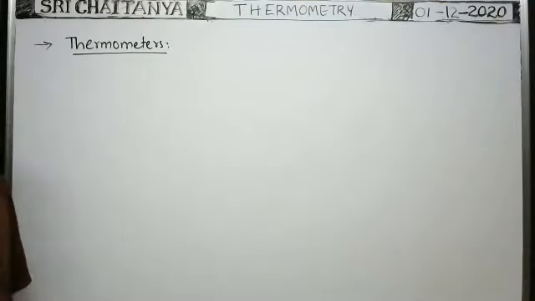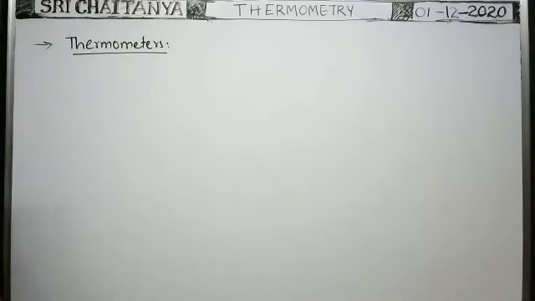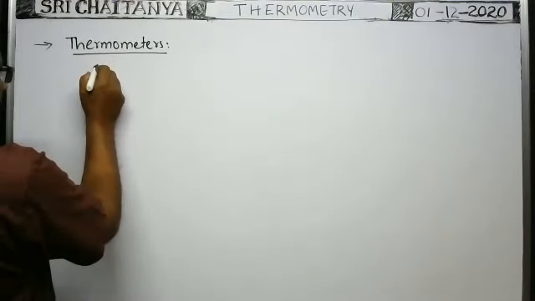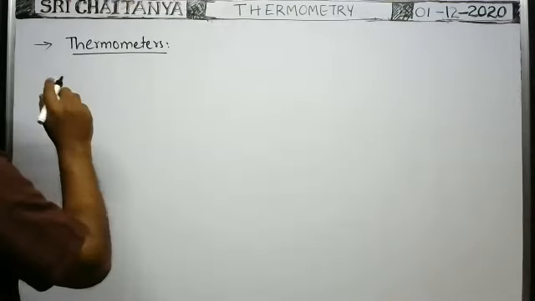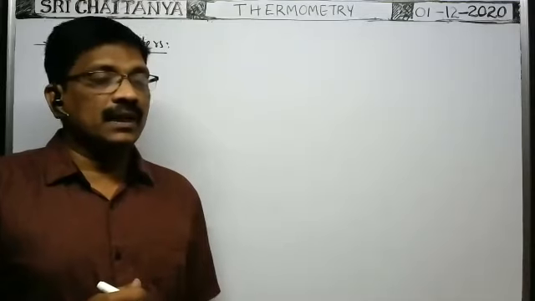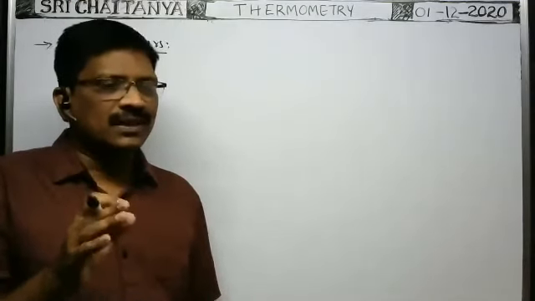So different scales of temperatures are discussed. Today we have to discuss the devices by means of which temperature can be measured directly, which are thermometers. These are the devices used to measure temperatures directly. First of all, on what principle does a thermometer work? The thermometer works on the principle of the zeroth law of thermodynamics.